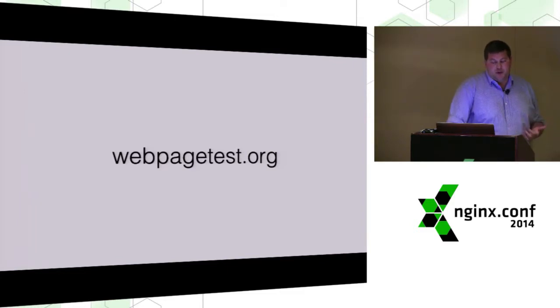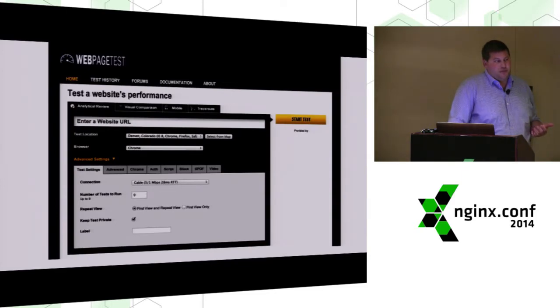And then there's webpagetest.org. If you're not familiar with it, it's a free service. It looks basically like this. The idea is that you can go to the site, drop in a URL, and then be able to see that site in a browser from a different location over some specific connection.